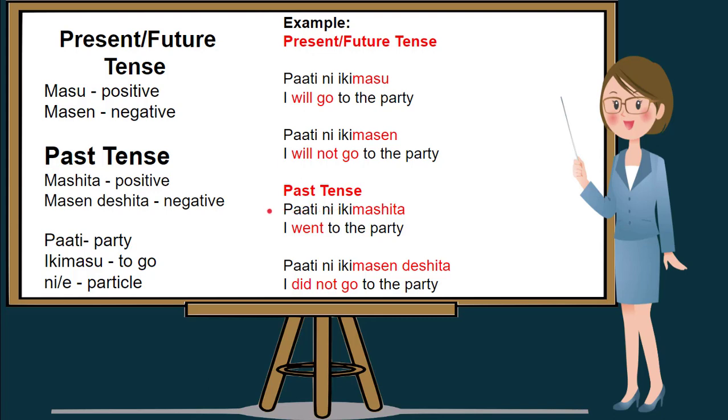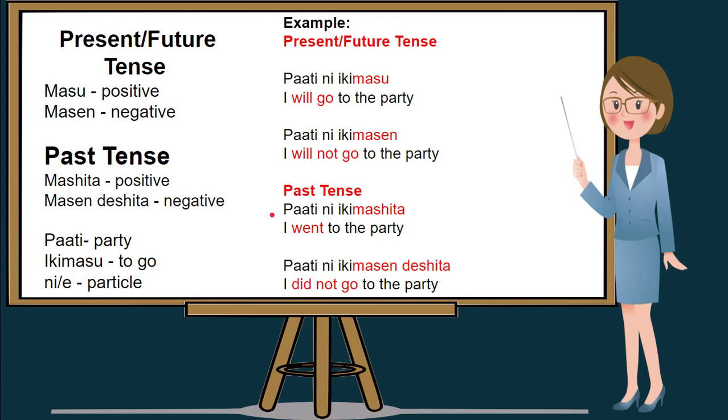Now, we will try to make a past tense sentence using mashita and masen deshita. The first past tense sentence is paati ni ikimashita. Since we use ikimashita, this means went in English. So if we translate paati ni ikimashita in English, this is I went to the party. So this first sentence is a positive past tense.